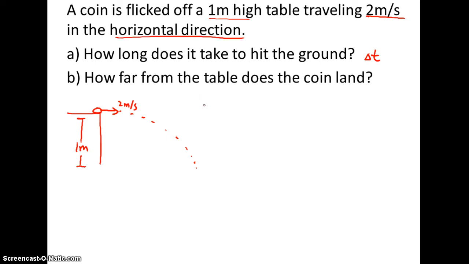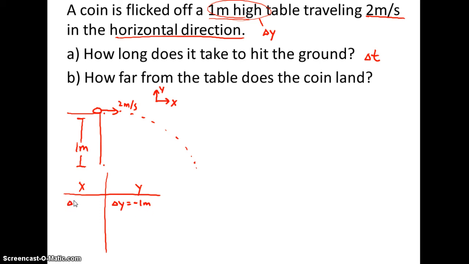In this, it's best if we break up our situation into the x direction and the y direction. What do we know in each direction? A coin is flicked off a 1 meter high table. This is our delta y, 1 meter high. Now, if we start here and we finish here, and we say this is our positive y direction, and this is our positive x direction, notice how it's traveling in the negative y direction. So its displacement in the y direction is negative 1 meter.